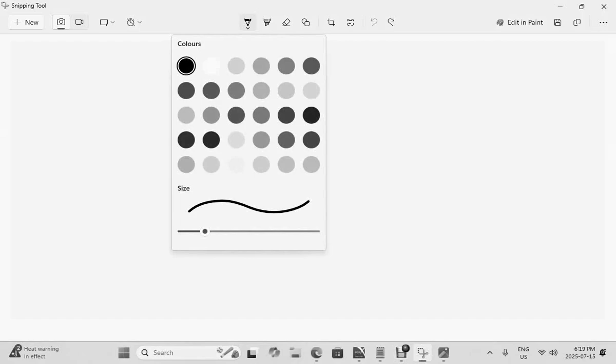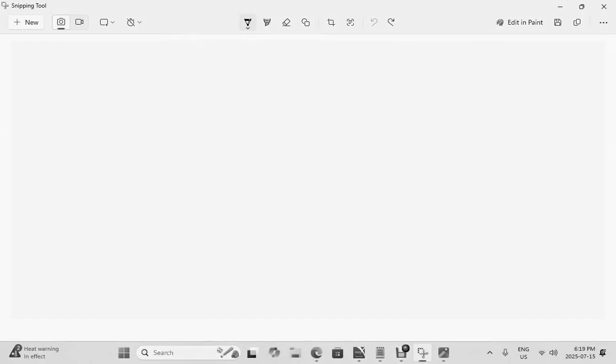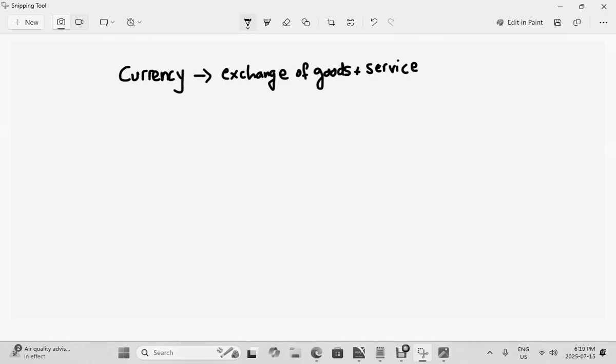Okay, before we move forward to M1 and M2, let's talk about currency in general. We know that currency is used for exchange of goods and services, unlike bartering. Most of the currency that we know today is either in the form of paper currency or coins.